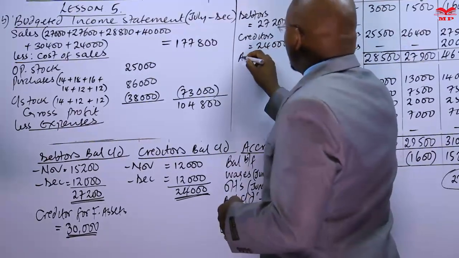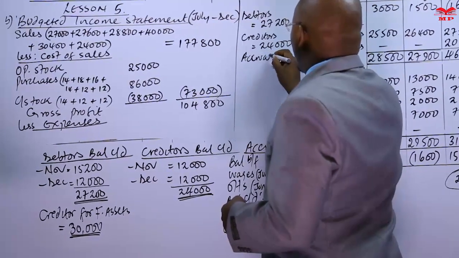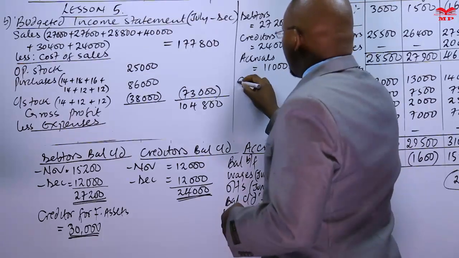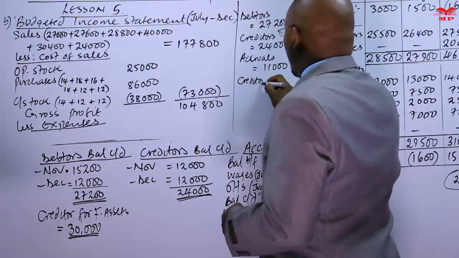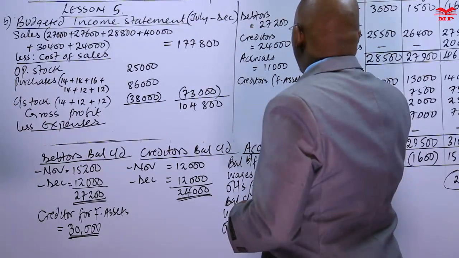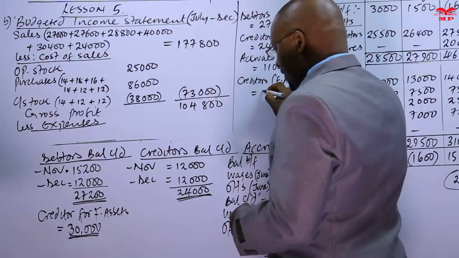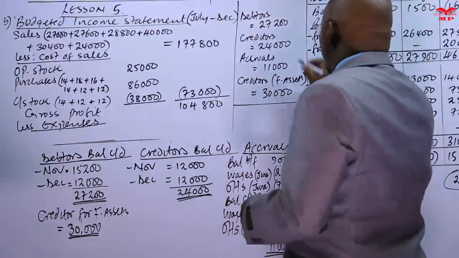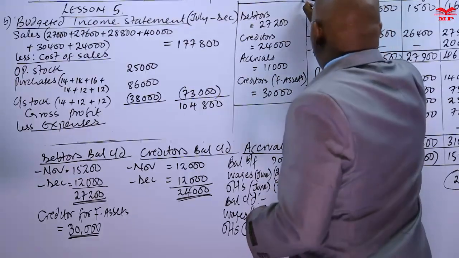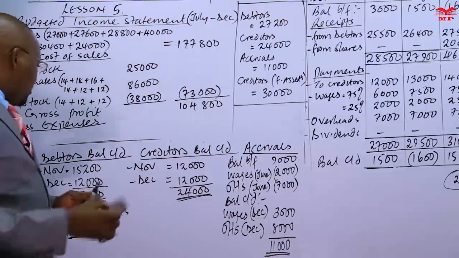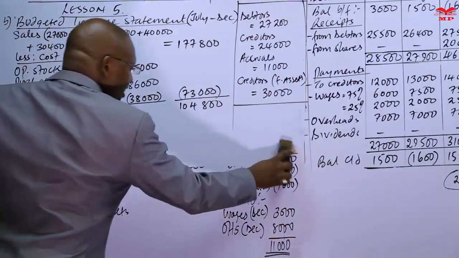I have seen accruals. Accruals 11,000. And there is creditors for fixed assets, which I have 30,000. So I want to reserve this space, and therefore I would rather reserve that. This is to be reserved. So let me erase now this. So I want this space for the income statement.